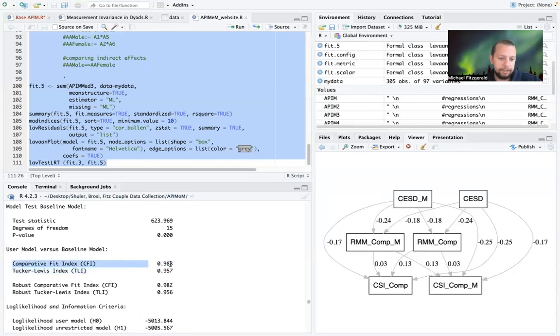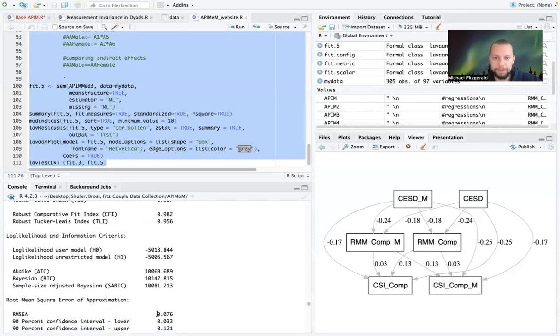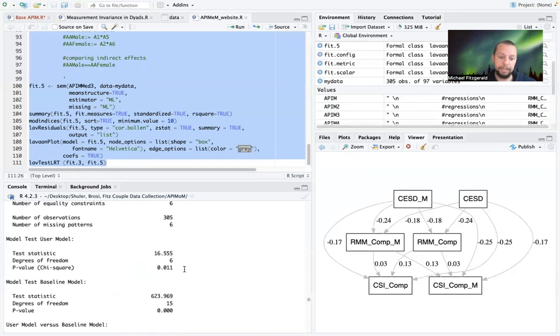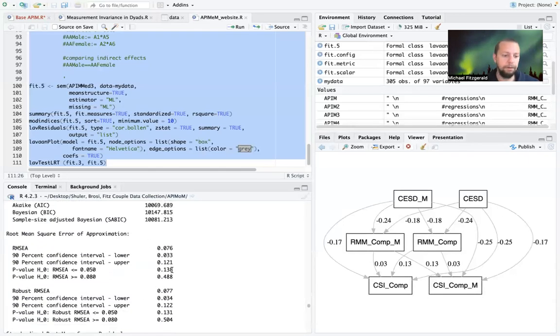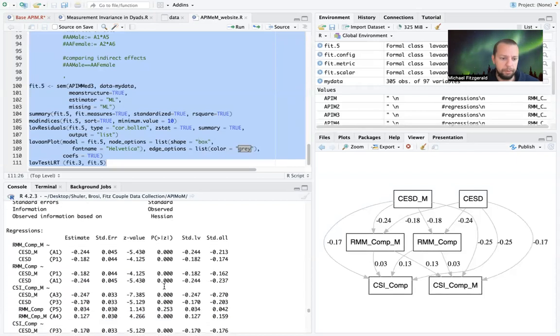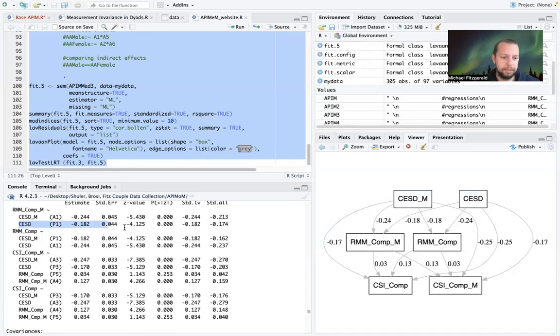CFI is still looking good. TLI is still looking good. But despite those fit statistics not indicating a whole lot of model data problems in terms of misfit, our significant chi-square test is saying that there's actually pretty significant harm done by our model. All right. So we will go ahead and scroll down, and you will notice that the partner effects are the same. Our unstandardized effects are going to be identical. You will notice small differences in the standardized effects.